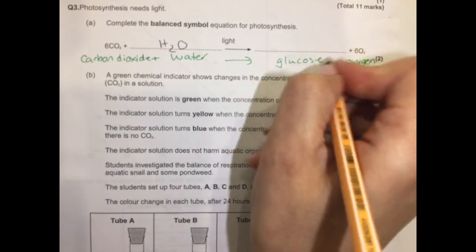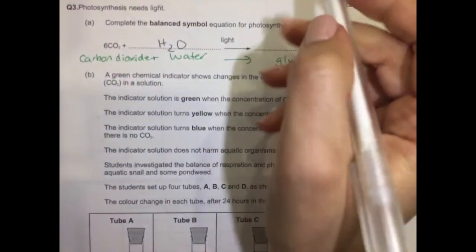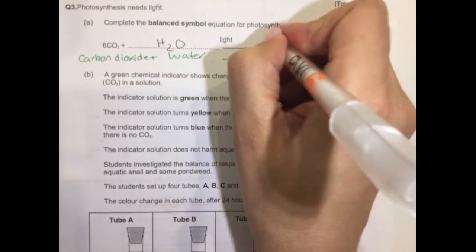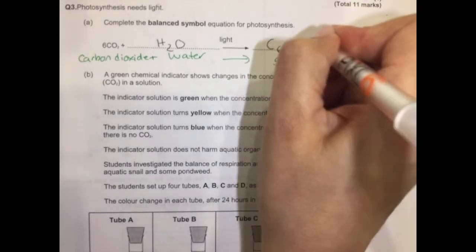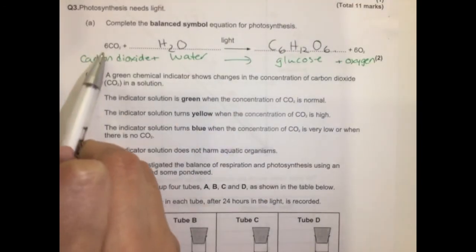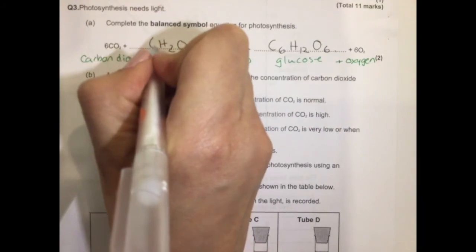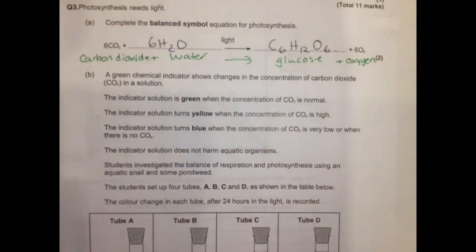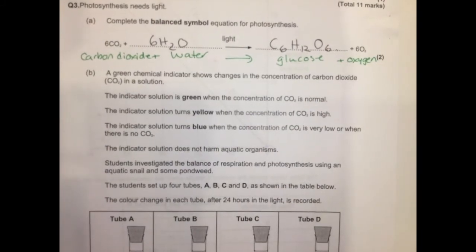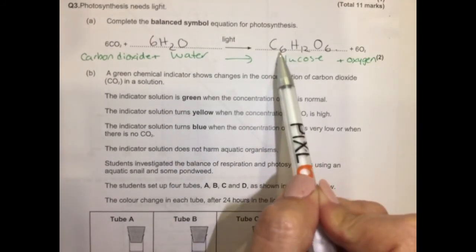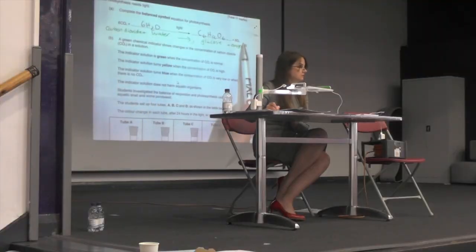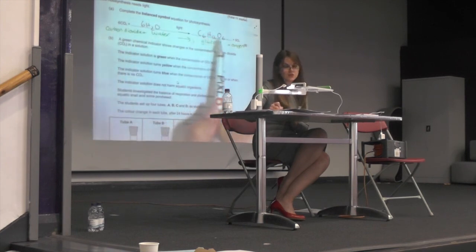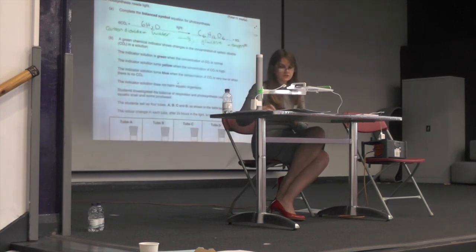Who's going to tell me the formula for glucose? Perfect. C6H12O6. So we've got 6 carbon dioxides, we need 6 waters, C6H12O6 plus 6 oxygens. The only one you need to remember is this one, because everything else is 6. 6 CO2, 6 H2O, C6H12O6, and 6 oxygens.